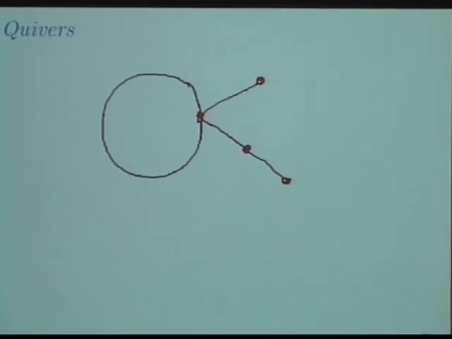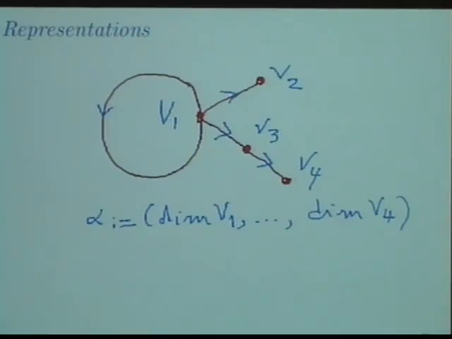So what's a representation of this quiver? It's something like this. You attach to each node a vector space, and to each edge you attach a linear map between the corresponding vector spaces. And you declare things to be isomorphic in a somewhat obvious sense. You can define a direct sum of representations. And the thing that I want to record here is the dimension vector alpha, which is simply the dimensions of the vector spaces that we put at the nodes. Okay?